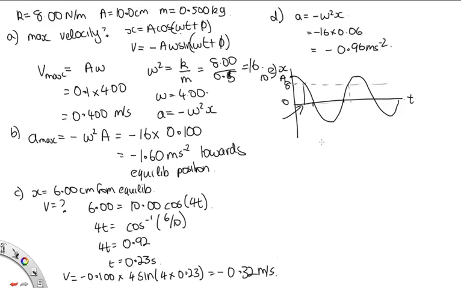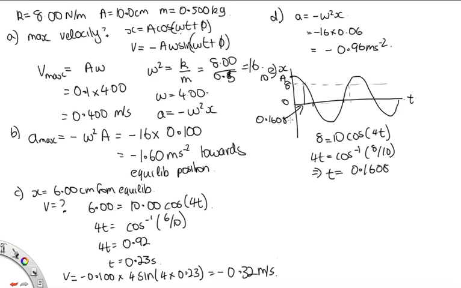So just substituting in here, we've got 8 is equal to 10 cos omega t, where omega is 4, so 4t. So we just solve this like we did down here, making sure the calculator's in radians. So we've got 4t is the inverse cos of 8 over 10. So that gives us t is equal to 0.1608 seconds.